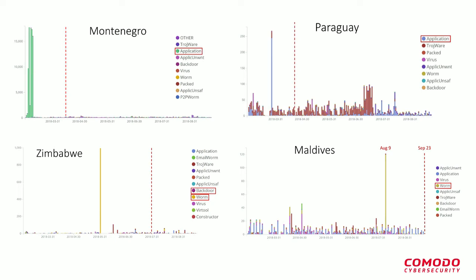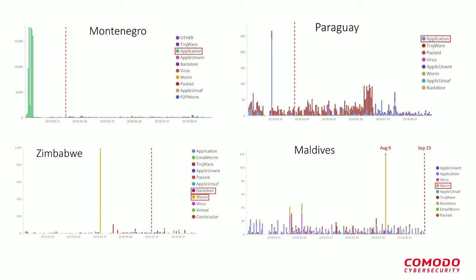So this is the last slide in my presentation. It shows four countries that didn't have a lot of strong correlation, but they have that basic dynamic, right? In the top two, Montenegro and Paraguay, we have applications showing up, I don't know, four to five weeks before the election, as if someone knows the election is coming and they need to be ready for it, right? In military terms, they call this preparation of the battle space. You don't want to invade. As Sun Tzu says, you want the victory to be over before you even start, right?